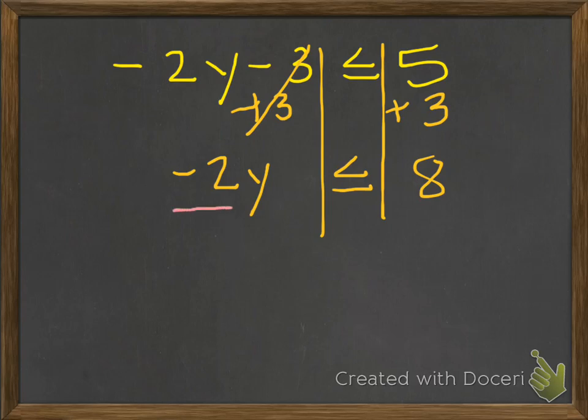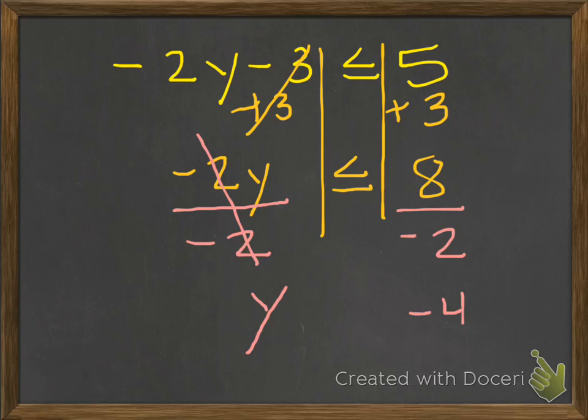The -2 is squished next to y, which is multiply, so I need to divide to get it by itself. I'm going to divide by -2 on both sides. -2 divided by -2 leaves me with 1y. And I know 8 divided by -2, a positive divided by a negative is a negative.